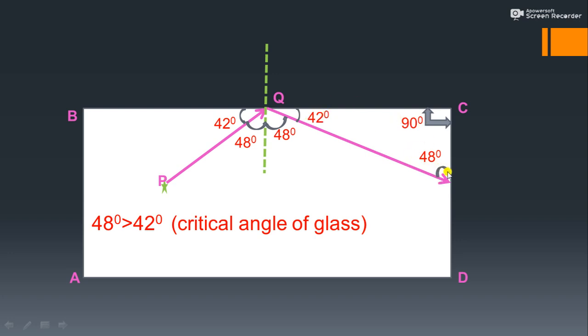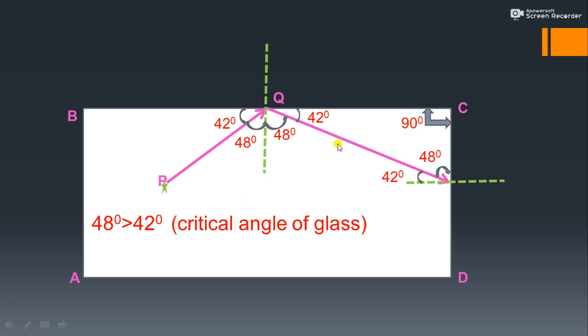And this is also not the angle of incidence for this surface DC that we have to find out. Angle of incidence means the angle between the normal and the incident ray. Here the incident ray is this ray. So, here the angle is 90 minus 48, that is 42 degree. And according to the question, 42 degree is the critical angle.